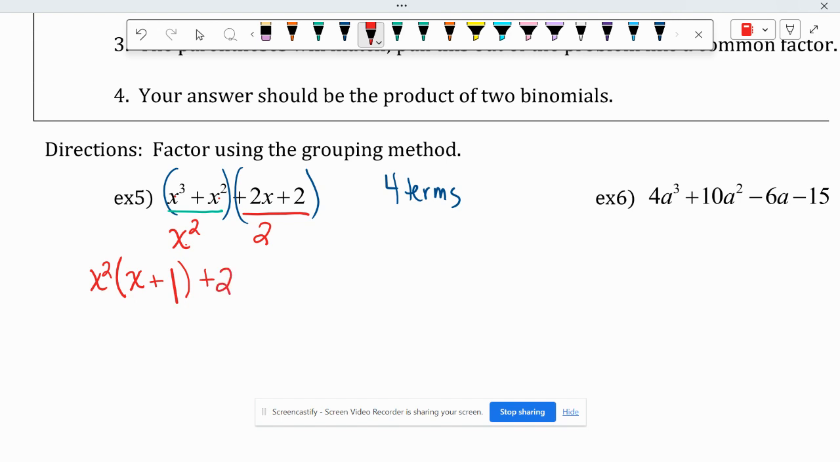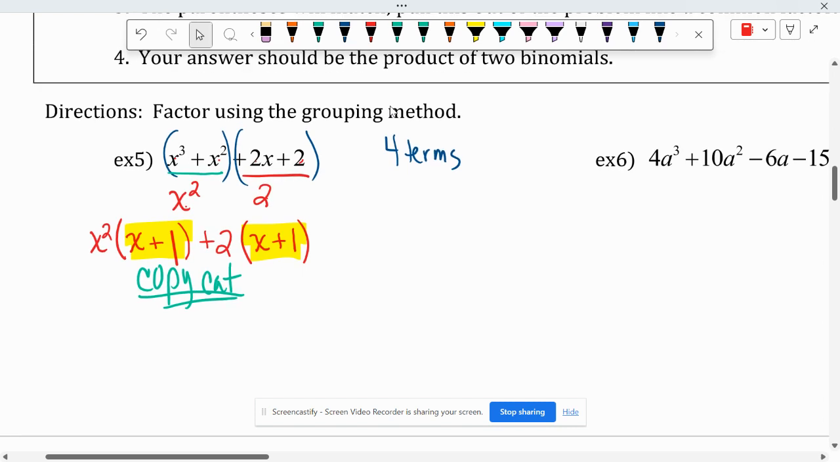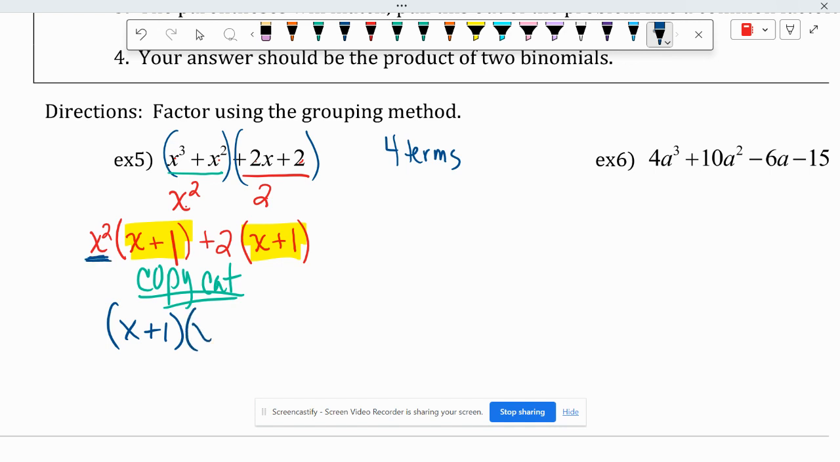Plus, I'm taking a 2 out of the second one. 2x divided by 2 is x. And 2 divided by 2 is 1. You want that to repeat. I call that the copycat. You have to have the stuff that's in the parenthesis be repeated. So that's your first term. That becomes your first binomial, x plus 1, multiplied by what you have left over. Well, what you have left over is you took out an x squared and a plus 2.